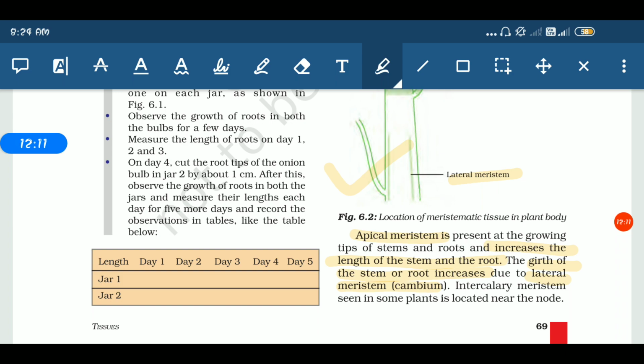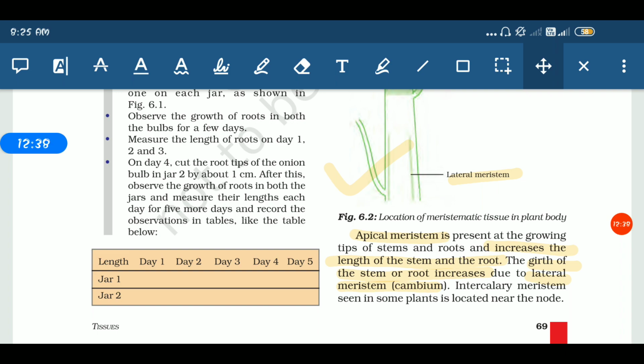Fine, so here we understood that apical meristem is present in the growing tips of the stem, lateral meristem is present at the sides of the root and the stem. Okay, and sometimes also occurs as the cambium. Now if we talk about the cambium, cambium is present in between the vascular bundles. Vascular bundles means in between the xylem and phloem of the dicot roots.